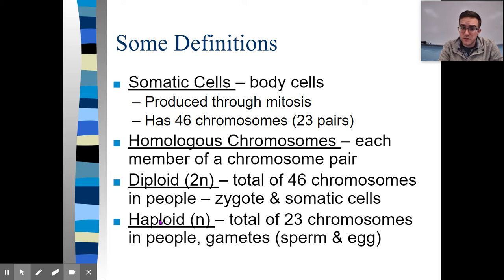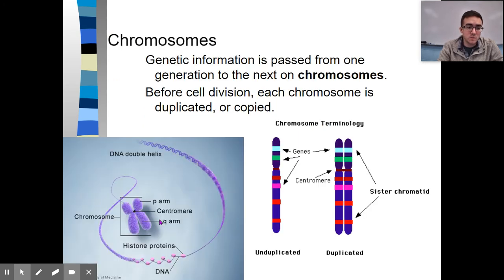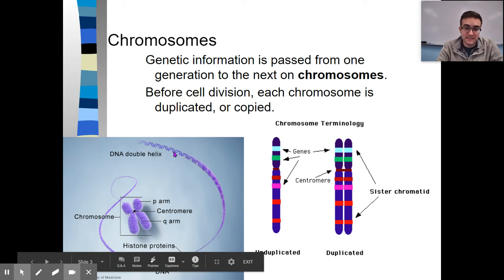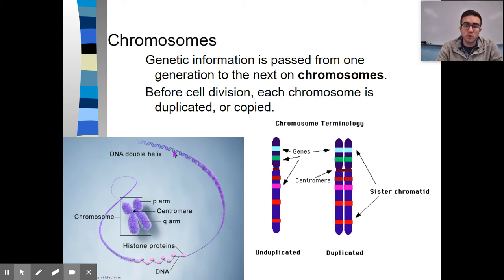So let's talk more about chromosomes. That's what we're really talking about: how do the chromosomes divide here. The chromosomes are how we pass on information. Before cell division, each chromosome has to get duplicated. And how do we get a chromosome? Well, we get a chromosome by compacting the DNA. Remember, there's 6 feet of DNA in each cell. So when a cell goes to divide, it can't have all that DNA just floating there. It has to compact it.